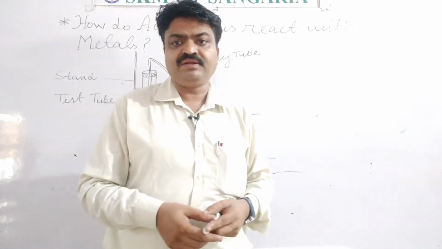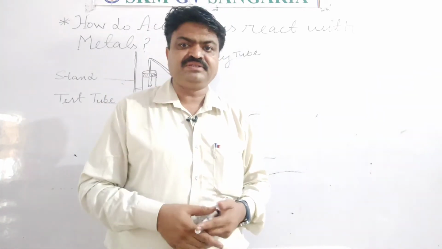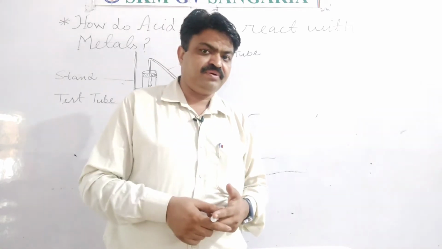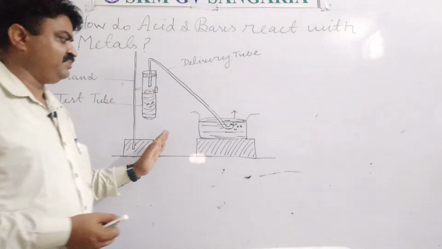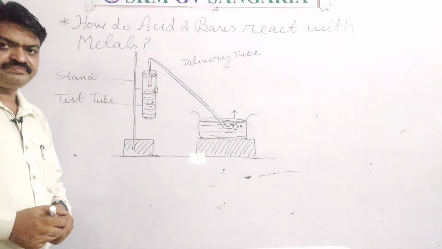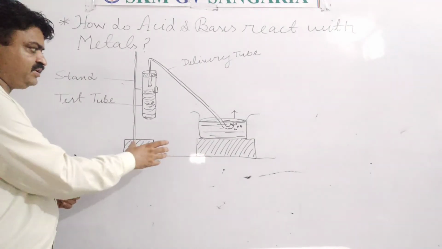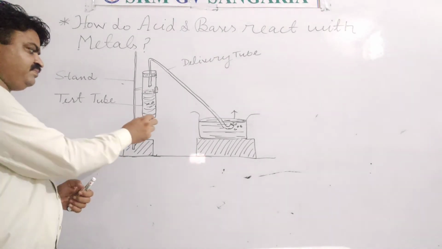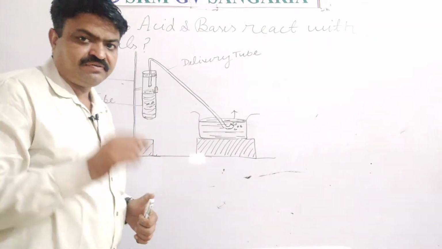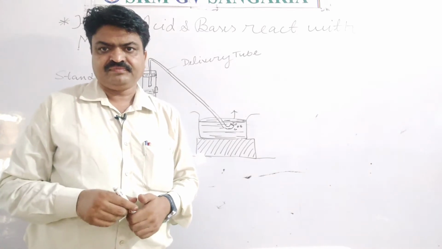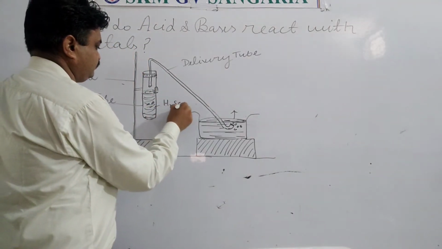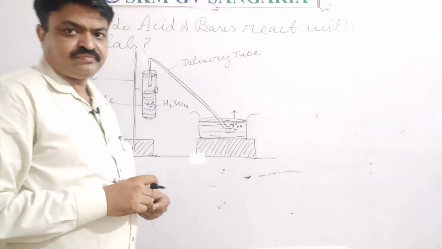Like in your NCERT book, there is one example given, and in that example this diagram is given in your book. It is the laboratory apparatus, student. First, in the laboratory apparatus, what will we take? Sulfuric acid, H2SO4, in the test tube.